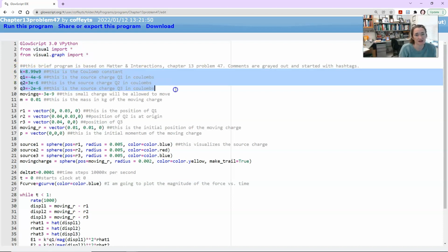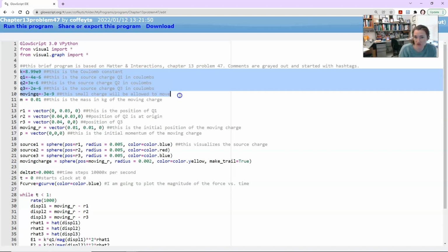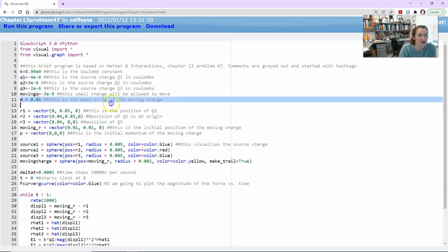I'm going to define the values of each one of my source charges. I called them Q1, Q2, Q3, and then for the moving charge, I called it moving Q. And then I defined it with the values set in the problem as shown. I gave the mass of the moving charge. Okay, so I gave it a big old mass. It doesn't have to be this.